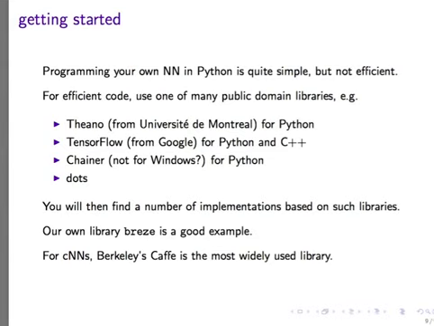So now you may want to start playing with your own neural networks. We suggest that you program your own neural networks in Python, and that's quite simple, but a normal implementation in Python is not very efficient. To get an efficient implementation, you may want to use one of the many public domain libraries, for instance Theano, which is available for any computing platform, or TensorFlow, currently not available for Windows, but that should be coming soon, or something like Chainer.